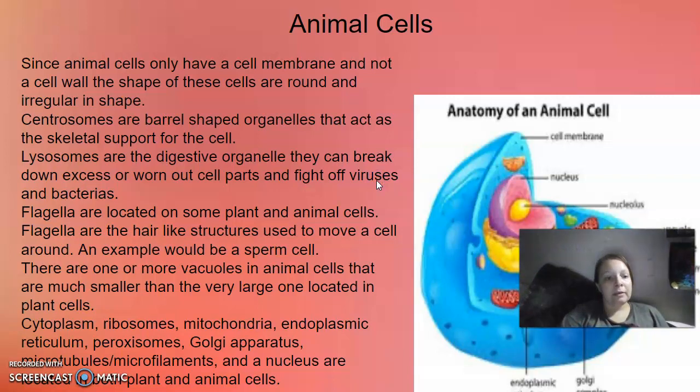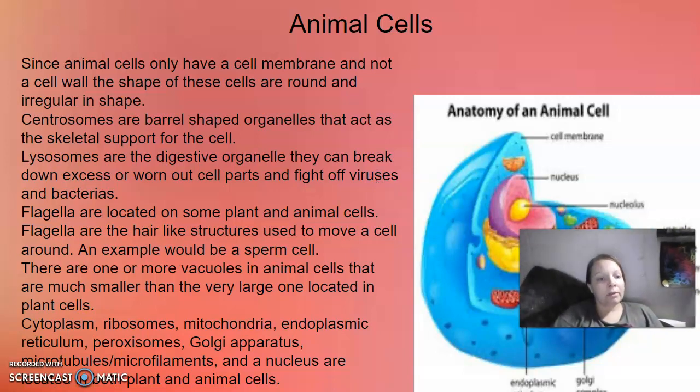So animal cells. Since animal cells only have a cell membrane and not a cell wall, the shape of these cells is round and irregular. Centrosomes are barrel-shaped organelles that act as the skeletal support for the cell. Lysosomes are the digestive organelle. They can break down excess or worn-out cell parts and fight off viruses and bacteria.